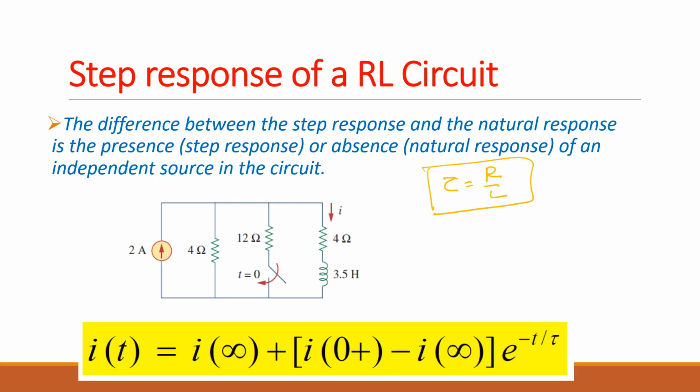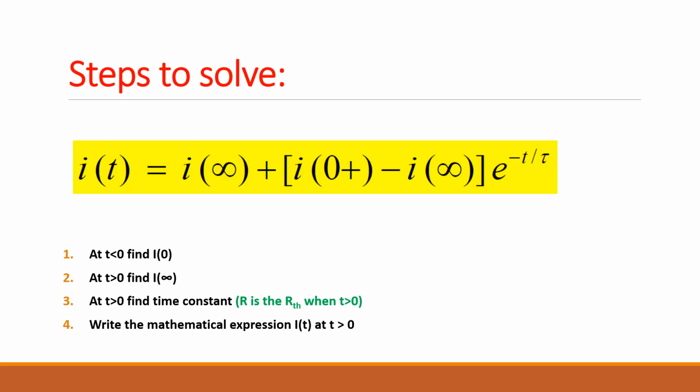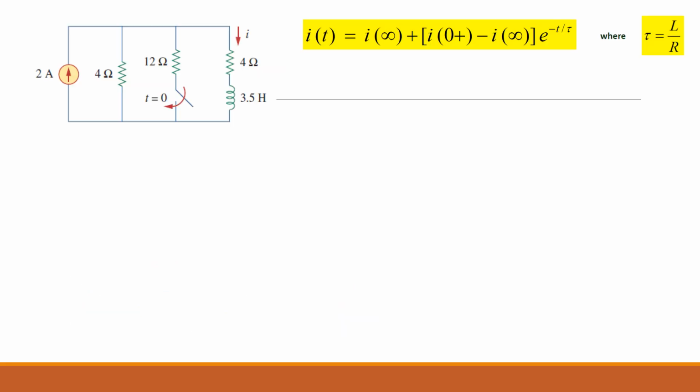I should have the question in the other slide as well. You need to find the I naught using the circuit t is less than 0. And you need to find the I infinite considering the circuit t is more than 0, and also RTH considering the circuit t is more than 0. So I want you to draw the two circuits. Okay, please draw the two circuits, please. So look at the arrow and draw the two circuits.